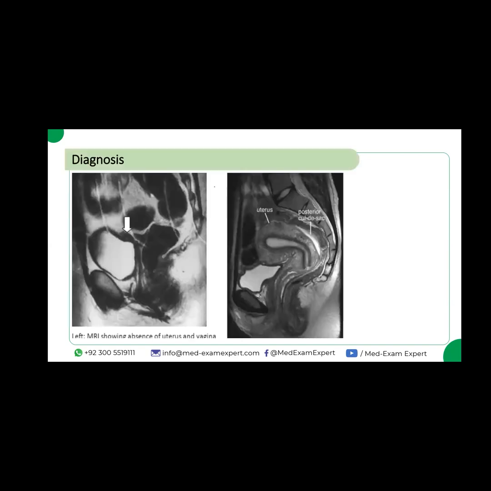Okay, this is the MRI of a patient who is suffering from Mullerian agenesis, that is Mayer-Rokitansky-Kuster-Hauser syndrome. As you can see on the right side, this is the MRI picture of a normal patient who is having the uterus, but on the left side, you can see that there is absence of the uterus.